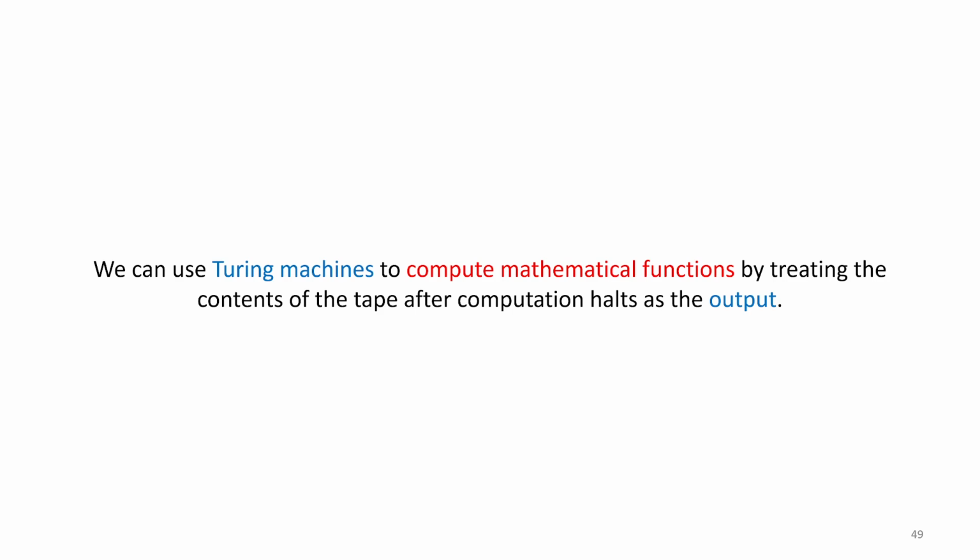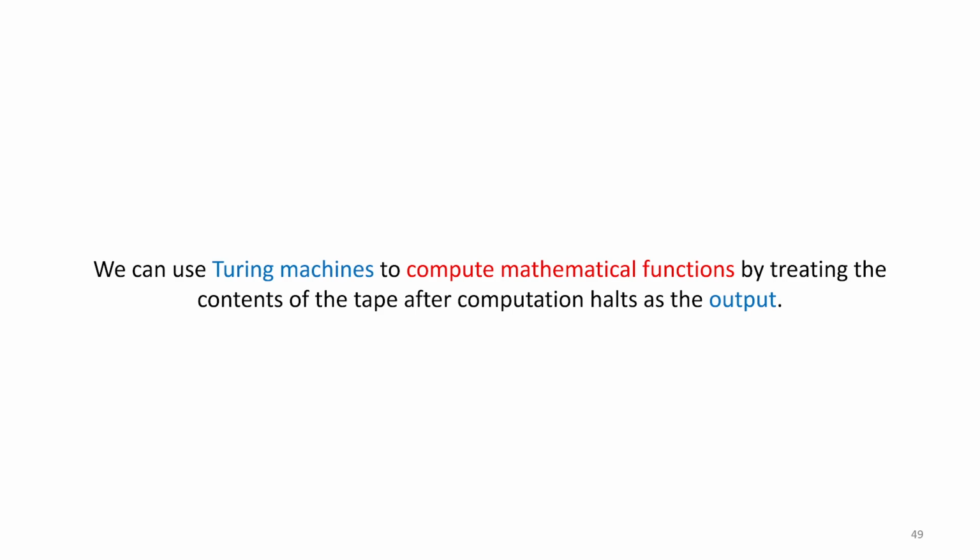What do we mean by mathematical functions? I mean things like n squared or x plus y. These are mathematical functions that take inputs and produce outputs. So far, our output has just been accept or reject, but we might want to make a more sophisticated definition of a Turing machine that can also output numbers. The way we're going to do that is by considering the output of the machine to be whatever happens to be written on the tape when we halt.